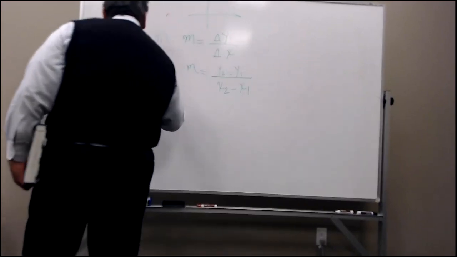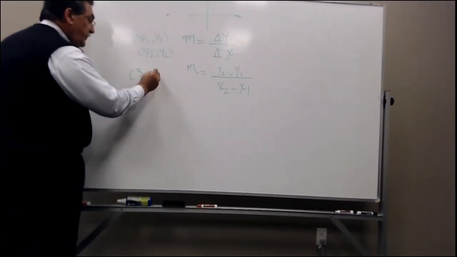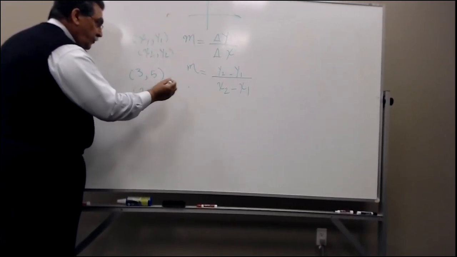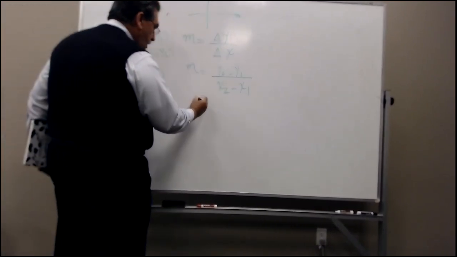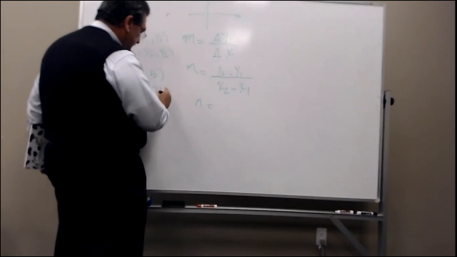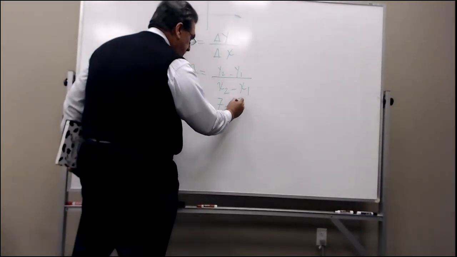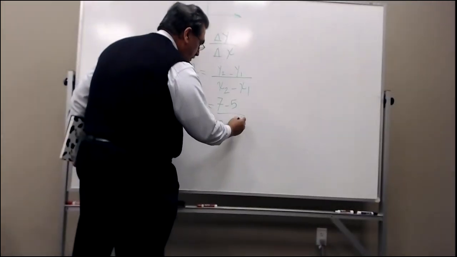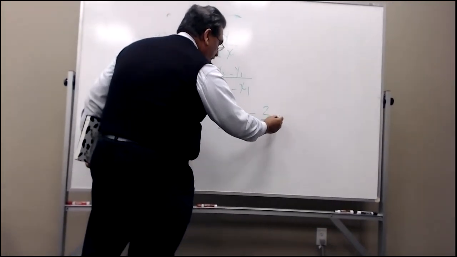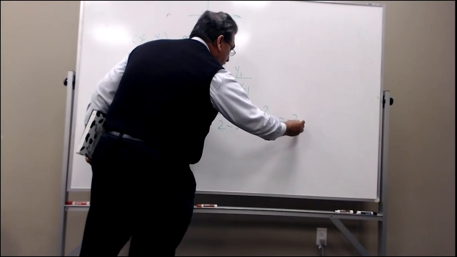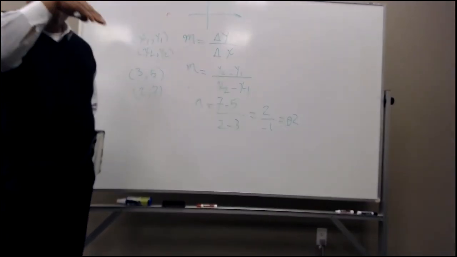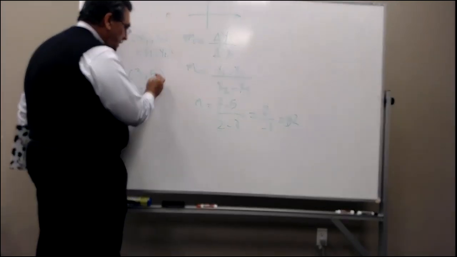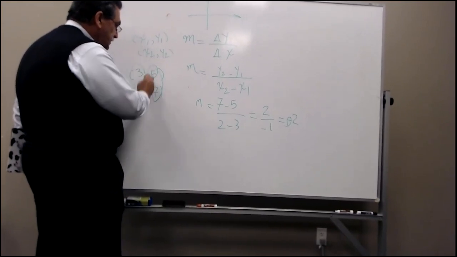If, for example, I had 2 points, 3 and 5, and another point, 2 and 7, what would be the slope of this line? m would be the change in y, 7 minus 5, over the change in x, 2 minus 3. I get 2 over minus 1, I get minus 2. The negative tells me this line is going downward. Change in y over change in x.